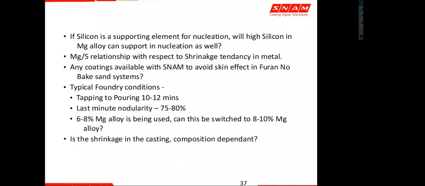If silicon is a supporting element for nucleation, will high silicon in magnesium alloy also support nucleation? Yes, to some extent. See, the master alloy has silicon designed in the range of say 40 to 50, or 43 to 50%. That is designed to counter the ill effects of magnesium, but with pure magnesium it is absent. Pure magnesium doesn't contain silicon.